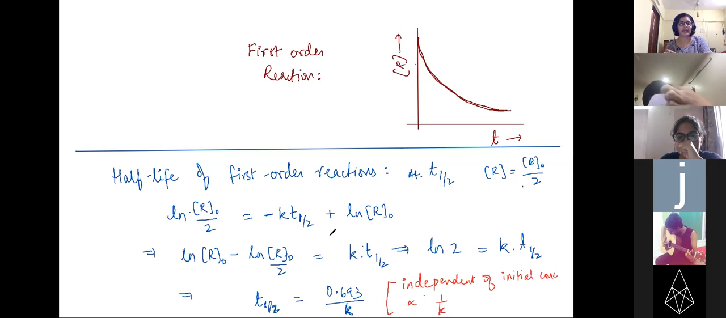But for a first order reaction, it doesn't matter how much of the initial concentration you take, it is going to take the same amount of time to reduce the concentration to half that value. So whether you take 2M HCl or 1M HCl, if you want to reduce 2M to 1M or 1M to 0.5M, it's going to take the same amount of time. That's a really interesting thing that you can see here.